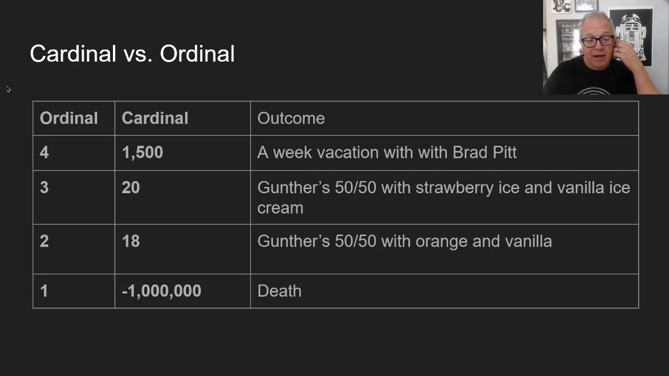And the thing is that if you read one of these scales and go, I don't like Gunther's 50-50 that much, or ooh, I don't like those a lot, or I don't care about Brad Pitt, okay, that's fine. Then we just change the scale for you. We just assign some different values to it.